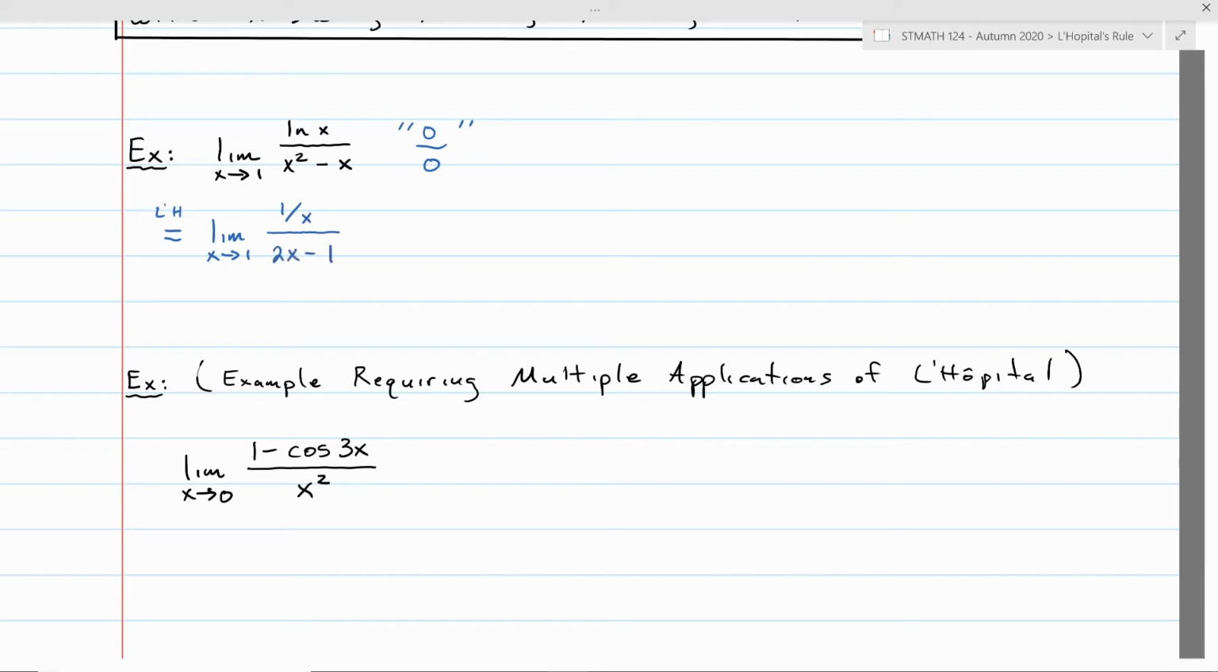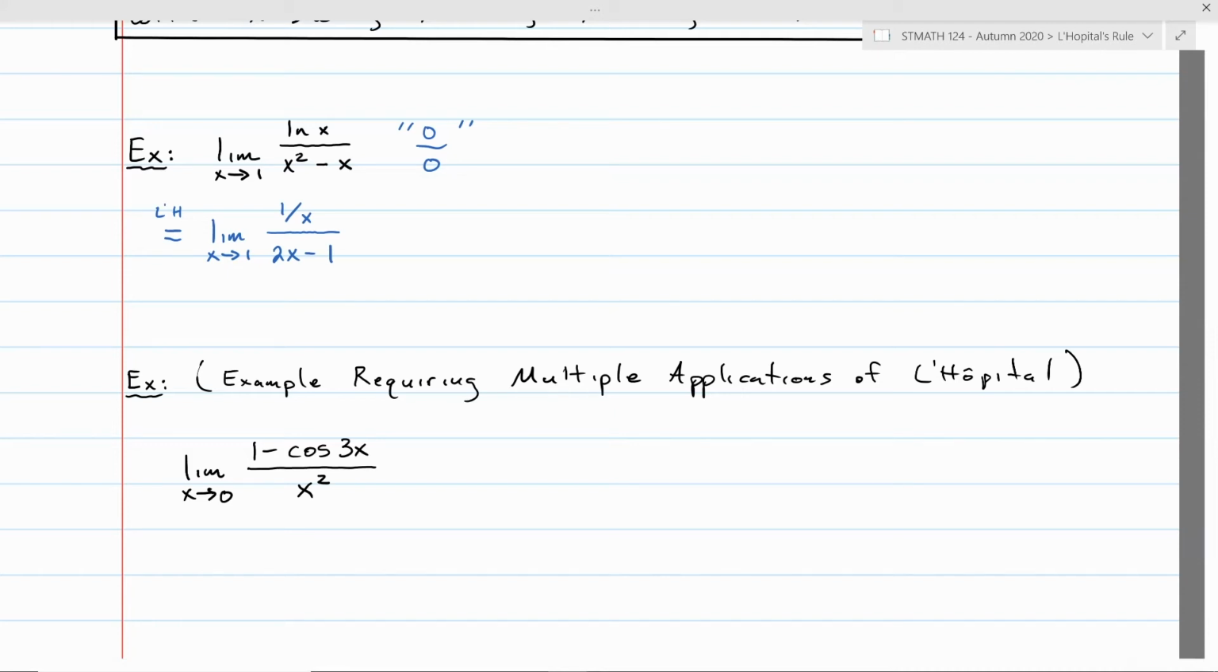And now I have to see, does that limit exist? So let's think about what we've got now. After you apply L'Hopital's rule, one quick thing you can do is just try direct substitution and see if you still have a problem with getting 0 in the denominator. So if I plug 1 into this ratio that I have here, I see that I get 1 in the numerator, and then I get 2 minus 1 in the denominator.